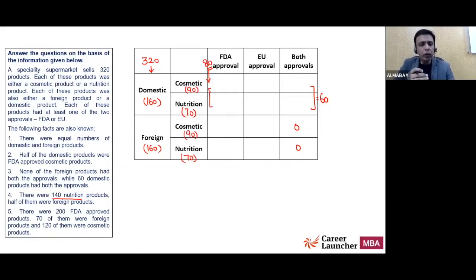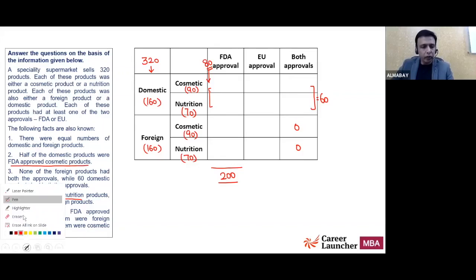Then this says there were 200 FDA approved products. So total of FDA has to be 200. This may say 80 were domestic, so obviously 120 has to be foreign. 70 of them were foreign products. But logically वो क्या कहते हैं? There are 200 FDA approved products. ठीक है? यहाँ पे उसने बच्चे जो 80 दिया हुआ था, एक second, so sorry. It says none of the foreign products have both 50. So sorry, I missed out something. Half of the domestic products were FDA approved cosmetic products. I missed out something, so that was my mistake here. So sorry for that.